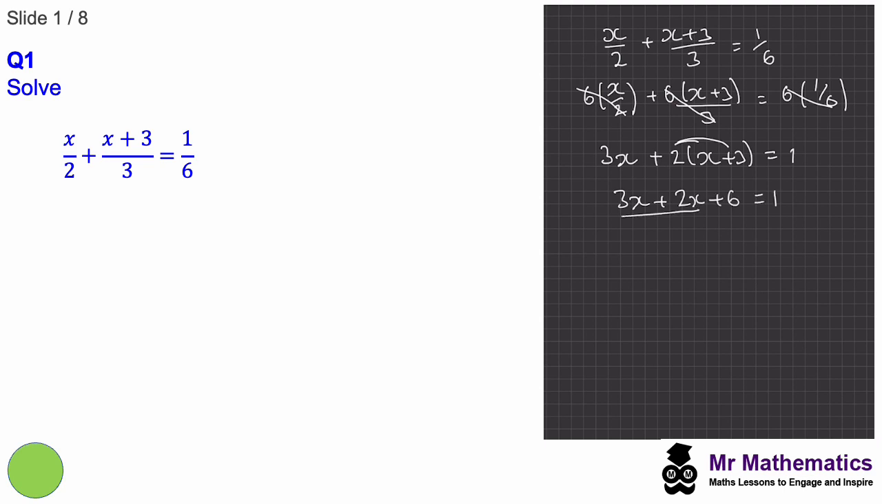We can collect these like terms together, so 5x plus 6 equals 1. We'll take away the 6 from both sides, so 5x is equal to minus 5, and then we'll divide both sides by 5. So x will equal negative 1.